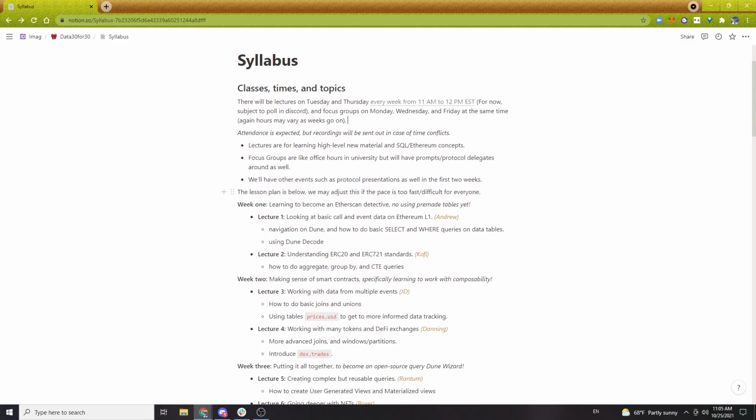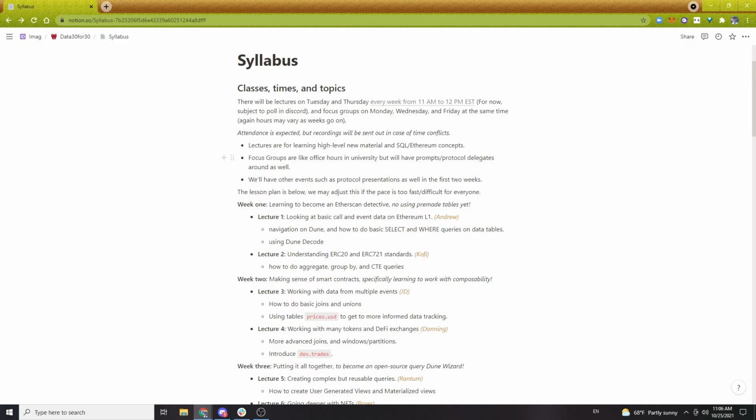So the first section is pretty straightforward. Right now we're doing lectures every Tuesday and Thursday. For this week, it's going to be 11 a.m. to 12 p.m. EST. We will do more Asia and Australia friendly times for the following weeks, so people aren't awake at 2, 3 a.m. Attendance is expected because it'll be helpful for all of you to ask questions as we go. If there are a lot of questions on a certain day or section, maybe we need to spend more time on it instead of just jumping to the next lecture.